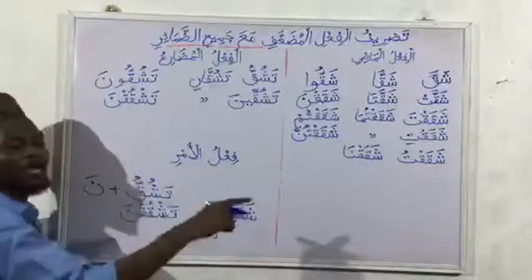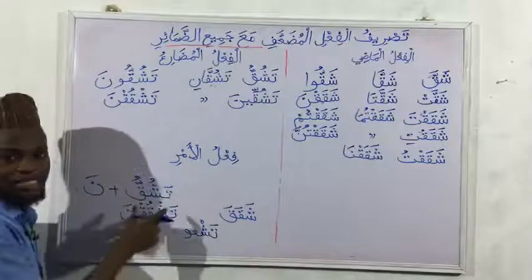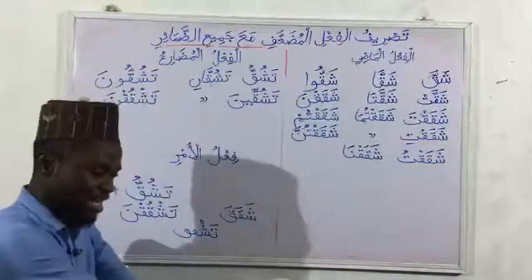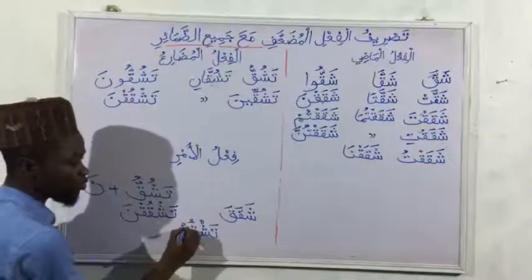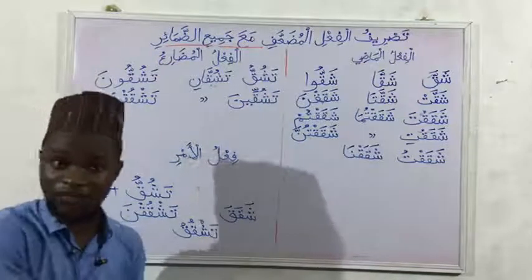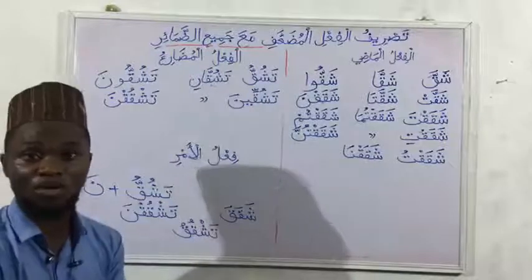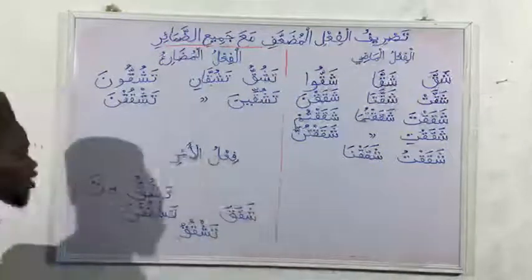If you don't go back to Madi, getting how this is formed will give you problems. So you have to go back to Madi, separate the Madi, then come to Mudori. The normal way you have a verb, like Nasara, Yansuru. So you just say, okay, let us open the verb, let's open the shadda. You have Shakaka. In Mudori, for Yaf'ulu, we have what?